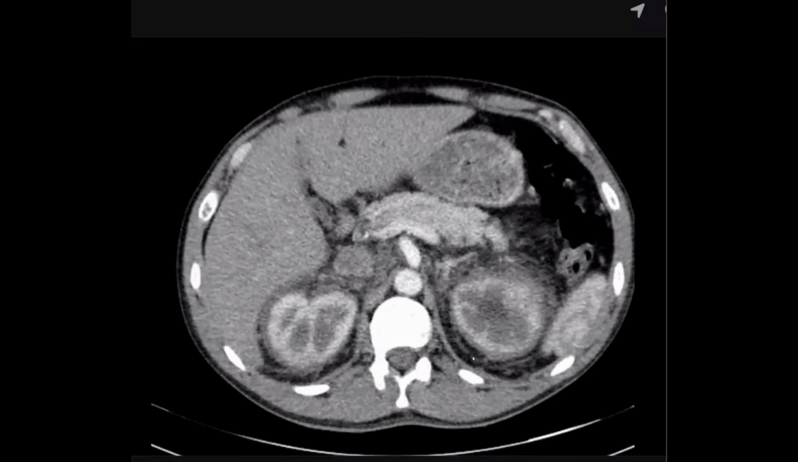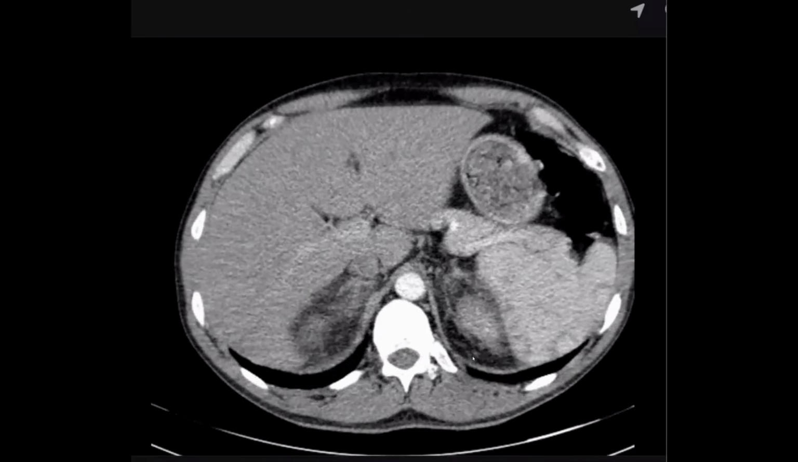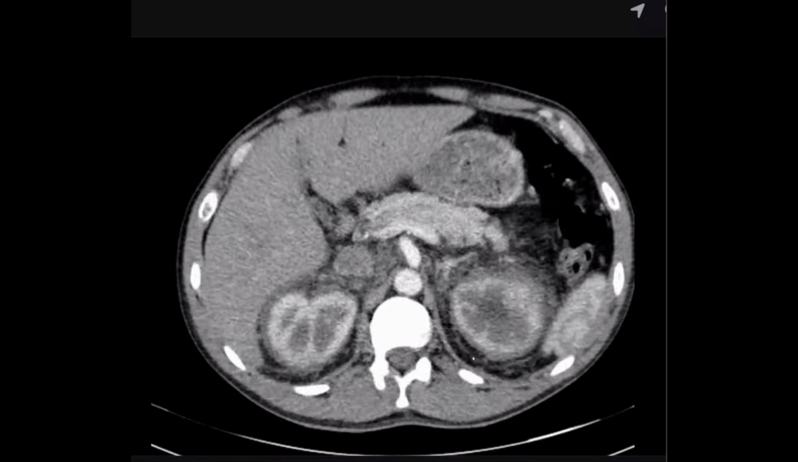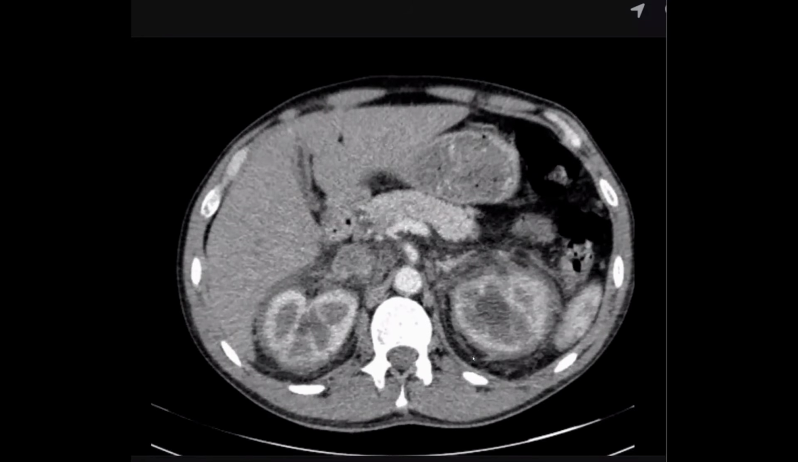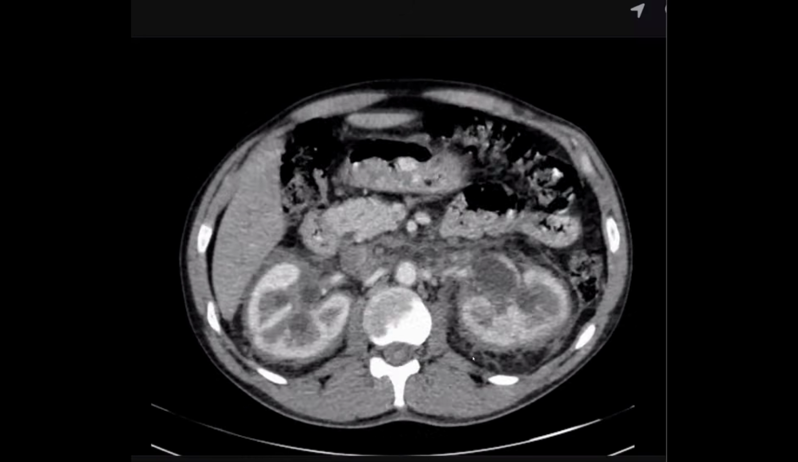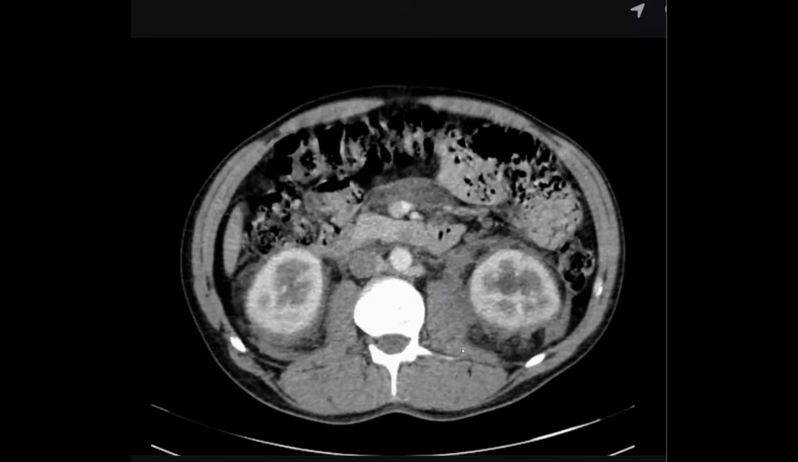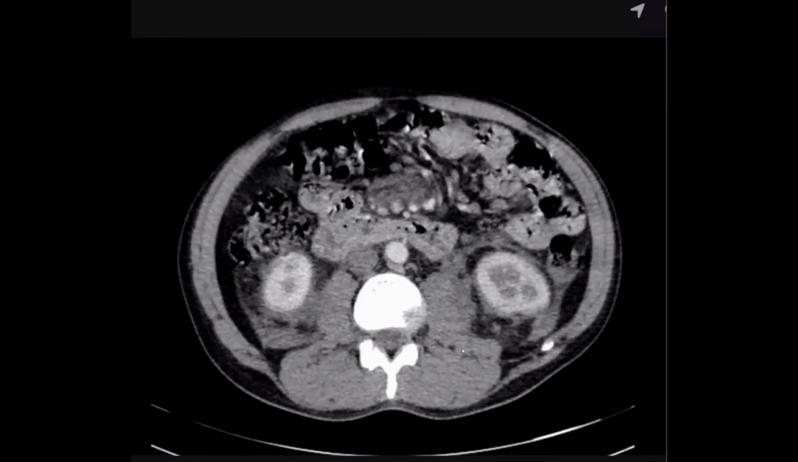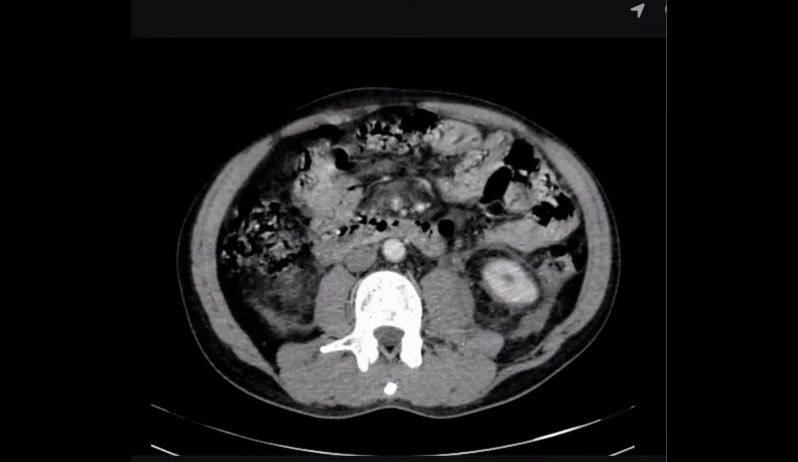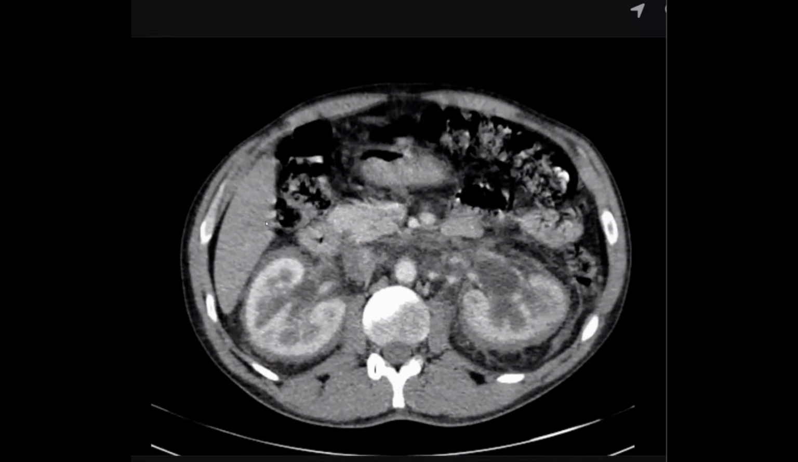How can we narrow our differential diagnosis? How can we reach our diagnosis? Okay, for that, as I cannot appreciate any marked abdominal lymphadenopathy, I would be thinking more along the lines of Erdheim-Chester disease. And for that, I would also like to look at the bone window.